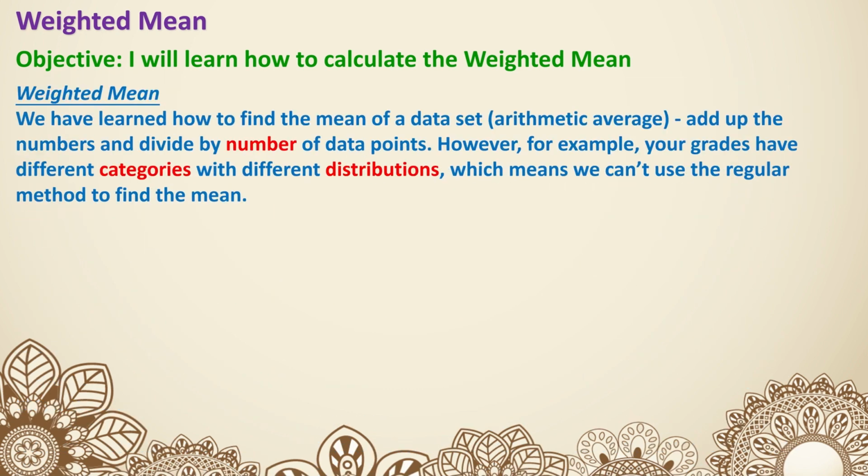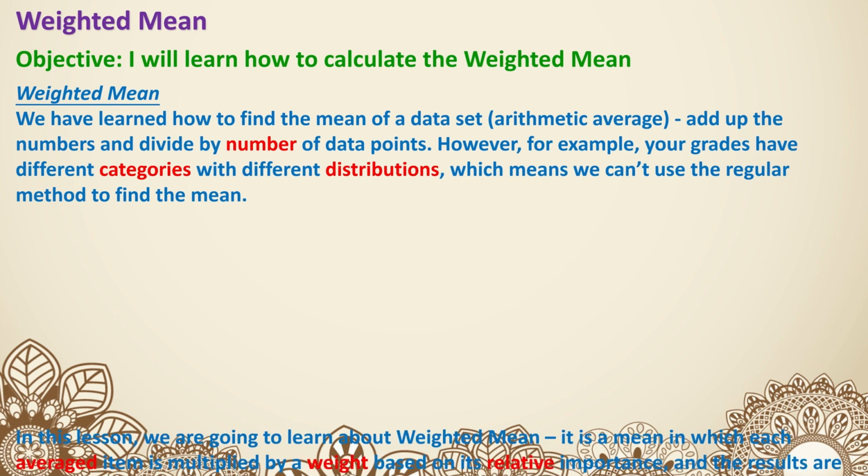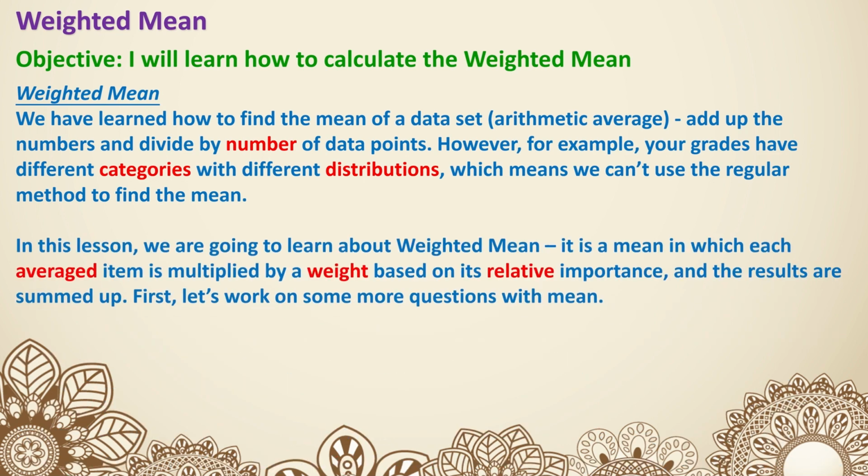But in this lesson, you can see whenever we calculate the normal average, we just add up all the numbers and divide by the number that we have. However, our grades actually have different categories and different distribution. Like we have an assessment at 70% and assignment at 30%. So we can't just use the normal way to calculate a mean. So in this lesson, we're going to learn about weighted mean.